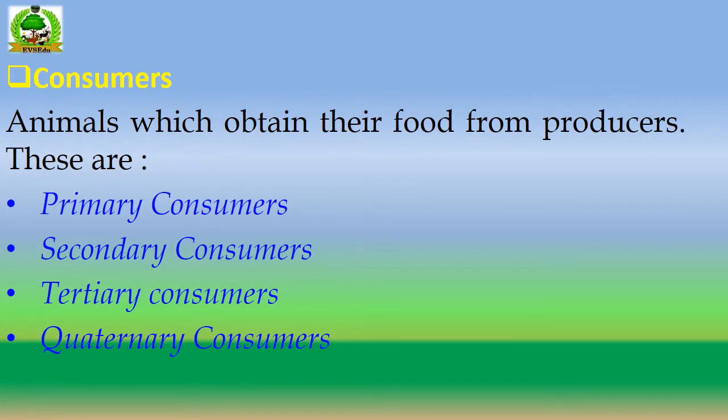It was about producers. Now let's talk about consumers. Consumers are those animals which obtain their food from producers, and these consumers are of different types. Number one, primary consumers, secondary consumers, tertiary and quaternary consumers.